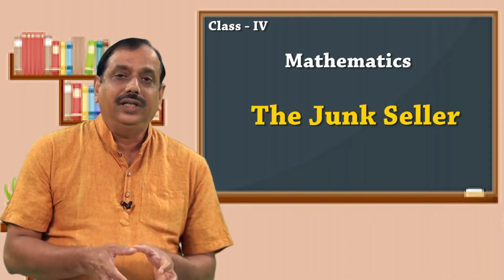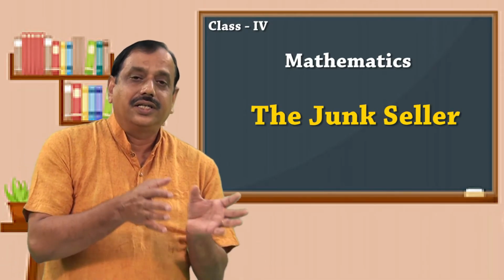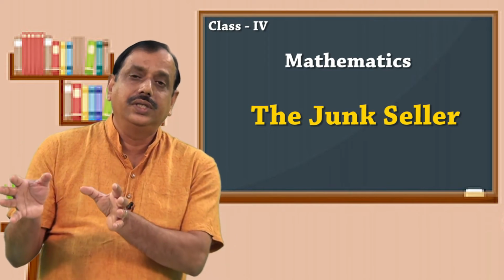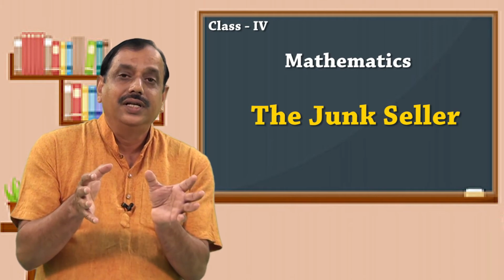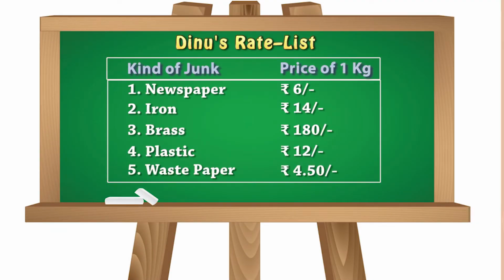In this story, Kiran sells her junk to Dinu's junk shop. Let us see what Dinu's junk shop's rate list is. The rate list is displayed on your screen. Observe the rate list carefully. What are the categories of junk he is going to purchase, and at what rate is he going to buy each of these on a per kg basis? Have you observed Dinu's rate list very carefully?